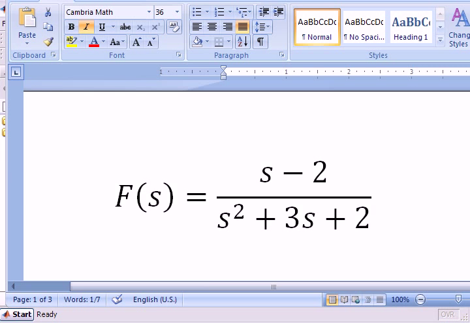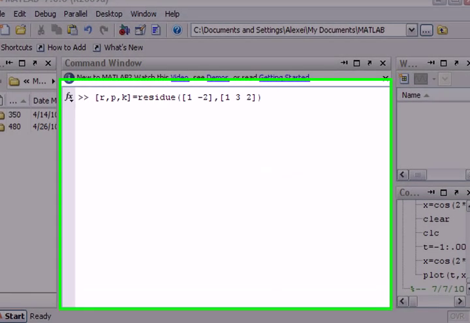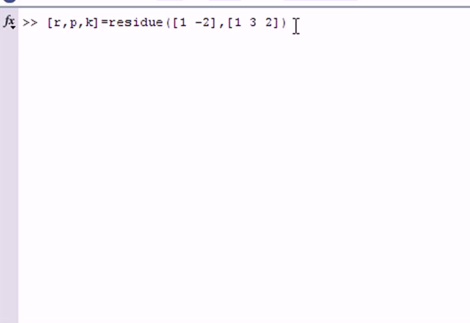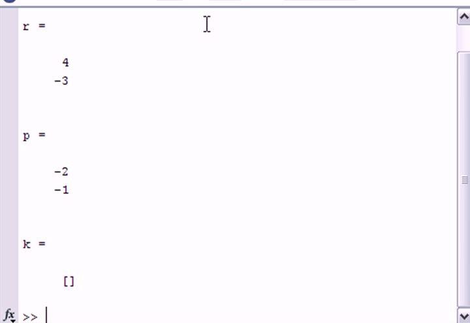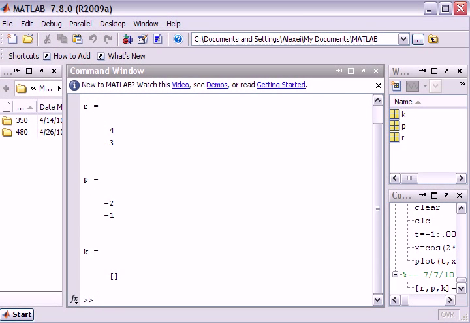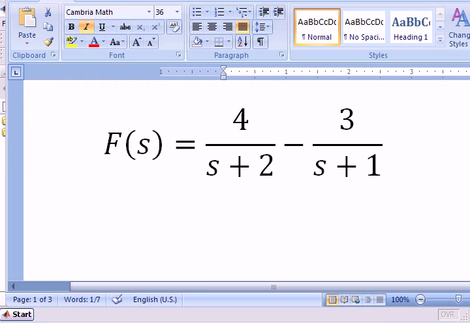In order to perform a partial fraction expansion of F(s) = (s - 2)/(s^2 + 3s + 2), the command [r,p,k] = residue is used, which gives us the following answer. This means that F(s) has poles at -2 and -1 with the corresponding residues of 4 and -3 respectively. Also, there is no direct term. Thus, the partial fraction expansion is of the form F(s) = 4/(s + 2) - 3/(s + 1).